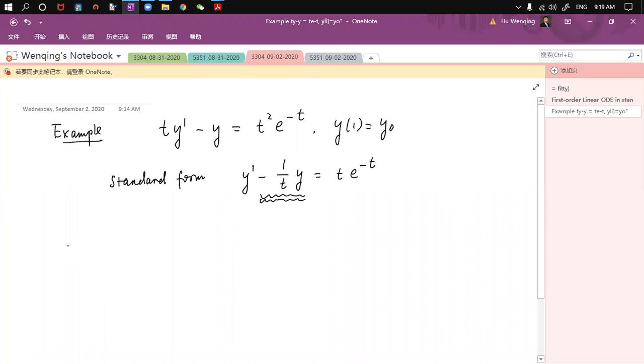Well, let's consider a function, mu of t, which is equal to e to the power of the integral of -1/t dt. So let me consider this function.